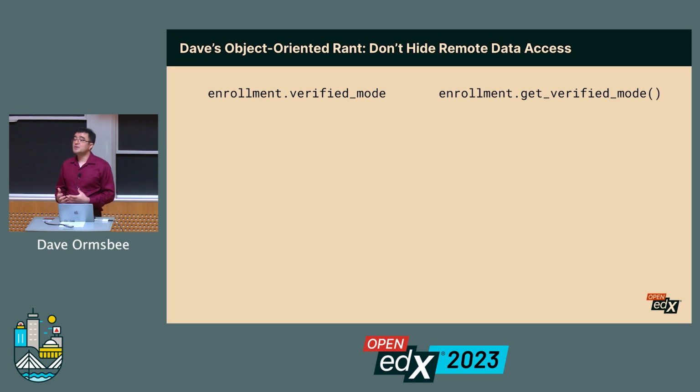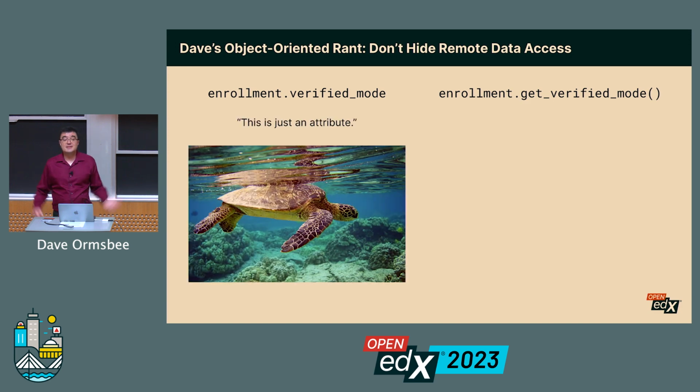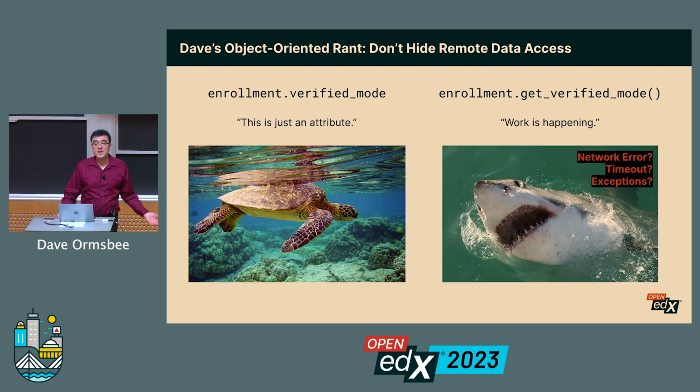Code is as much about communicating your intent to your fellow developers as it is about telling the computer what to do. And so when I look at the thing on the left, I think this is just an attribute. We're fine. This is going to be fast. There are no errors that are going to happen. There's no network timeout. When I see the thing on the right, I think, things can happen. Work is actually being done here. So this is just my personal take.